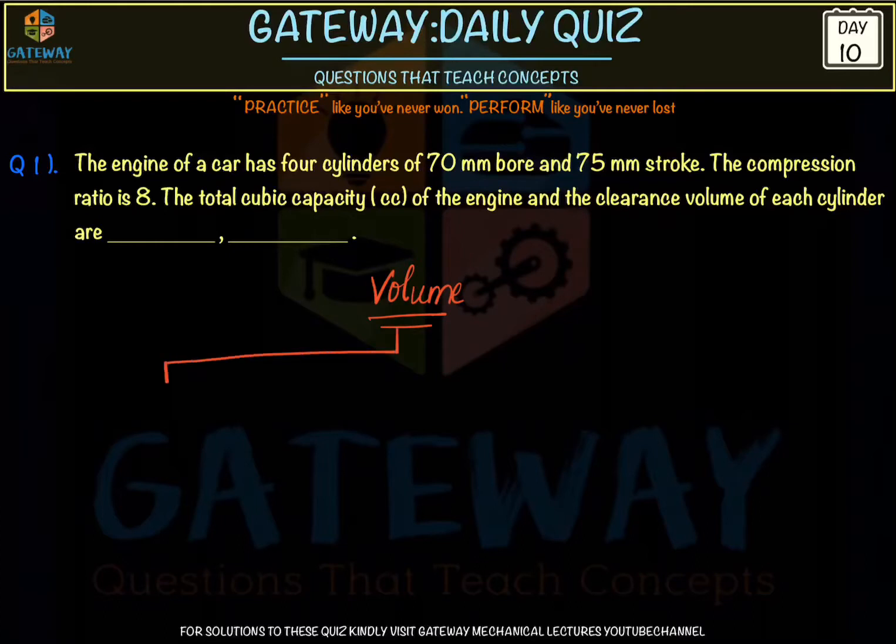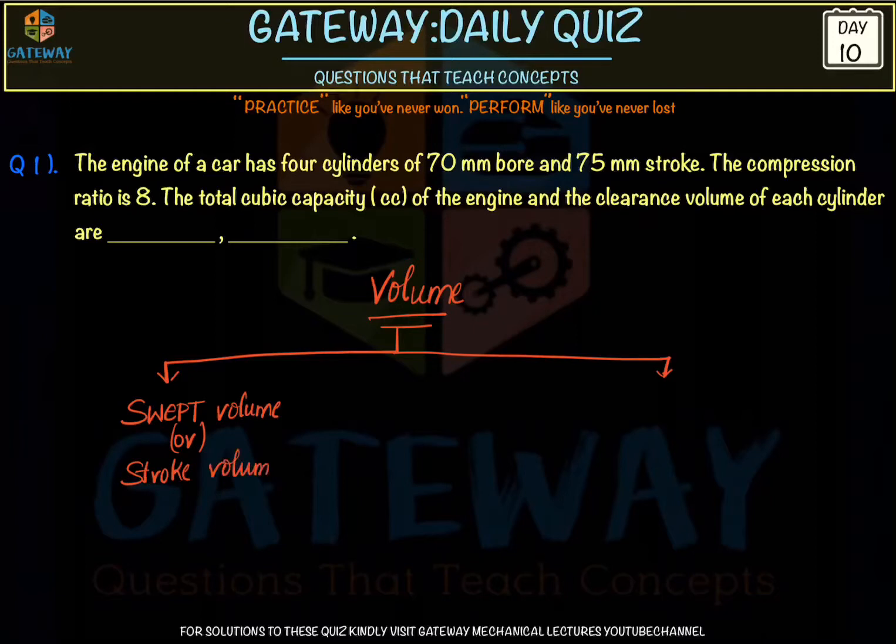There are actually two types of volume. One is called the swept volume, or else the stroke volume, or else the displacement volume. And the other is the clearance volume. One more important thing is the total cubic capacity, the cc, of the engine.